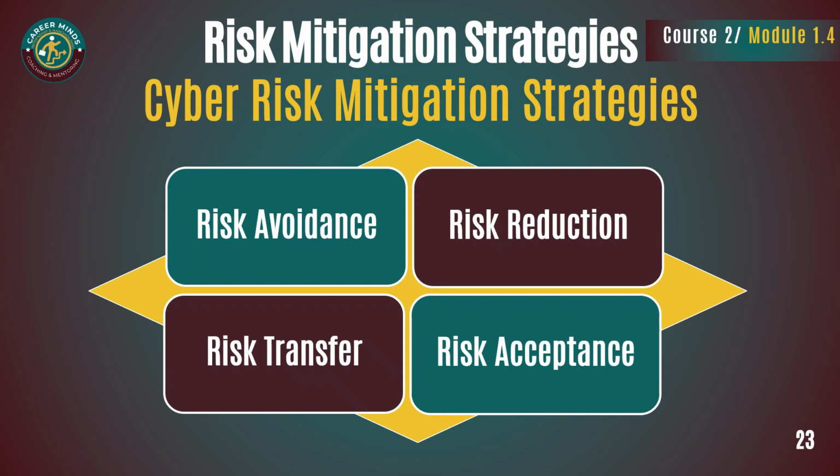So one example here would be the Target data breach of 2013. And this happened because of poor third-party security. Hackers got in through an HVAC vendor. And what was the lesson learned? Vendor risk management and segmentation are an essential part of your mitigation strategy.